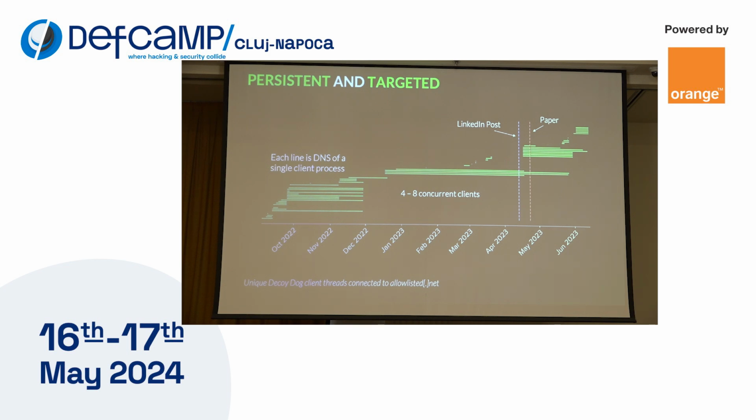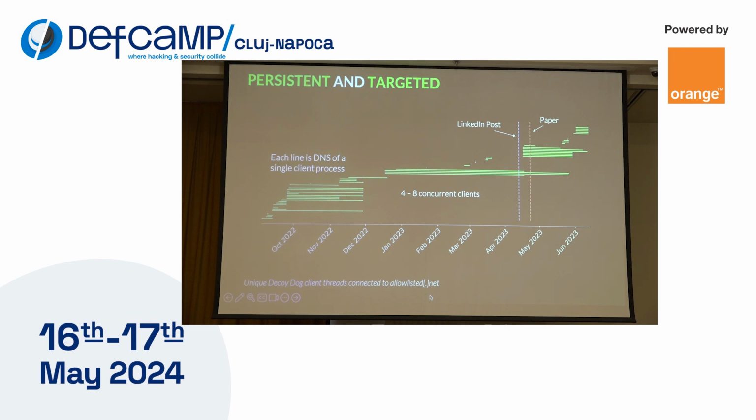So what we have found from that is that each line here represents a single client process. Typically in the same period of time, we have seen 4 to 8 concurrent clients connected to the C2 server. This is specifically for one domain only.